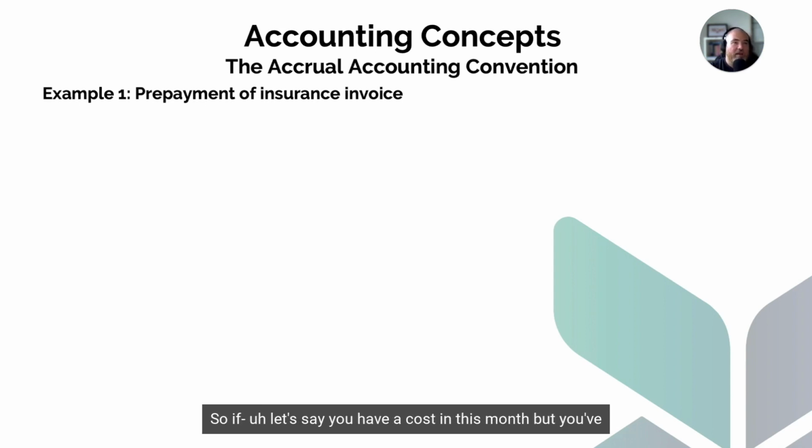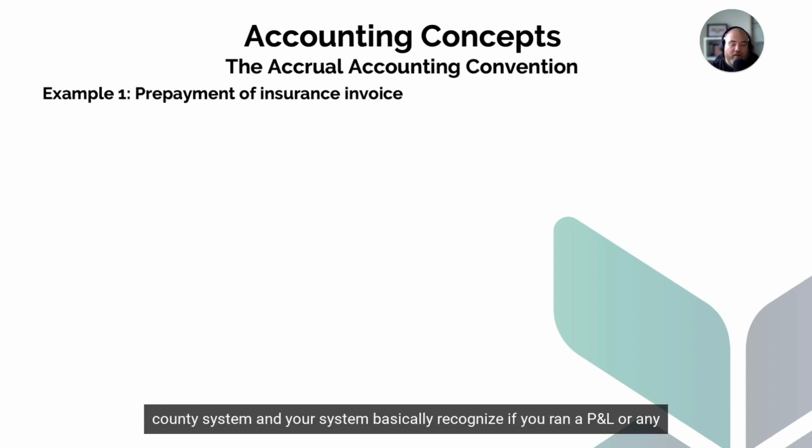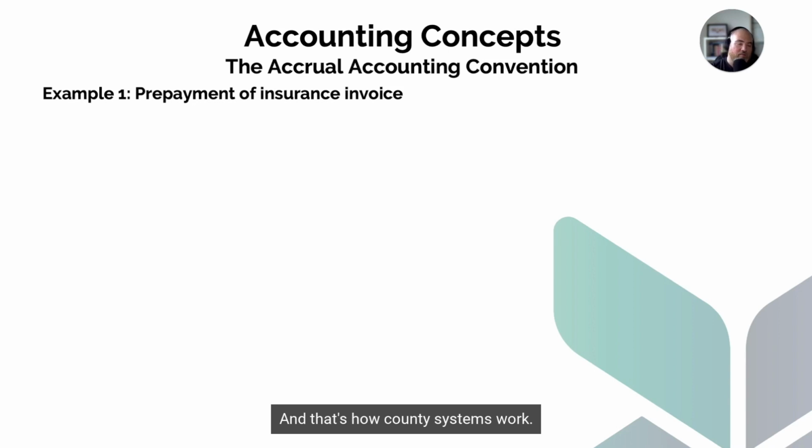So if, let's say you have a cost in this month, but you've not had the invoice for it yet, because in normal terms, you would get an invoice with a date on it. And you post that invoice to your accounting system, and that's when that invoice from your supplier is recognised. So if you buy some stock in January, and you get invoiced for it in January, you post that invoice to your accounting system, and if you ran a P&L or any kind of report at that point, it would say you've spent X amount of money on stock in January, because that's the date on the invoice. And that's how accounting systems work.